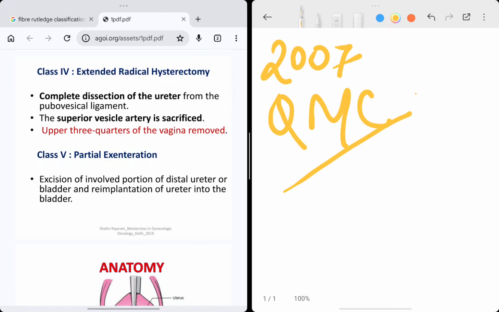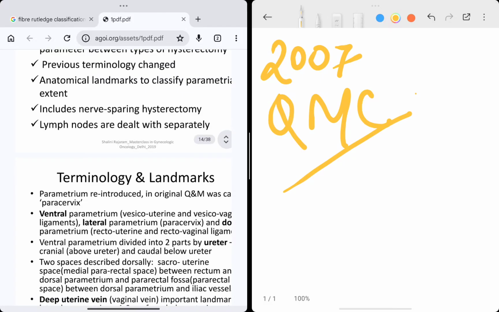Coming to this classification system, just wait.